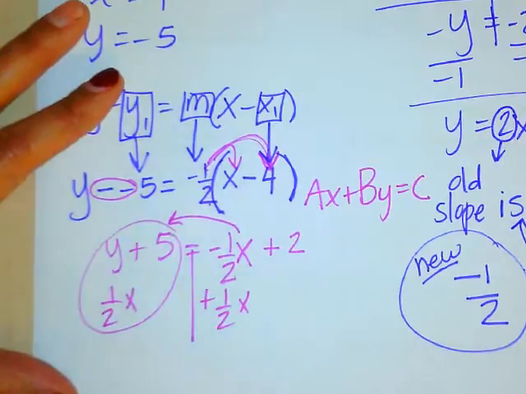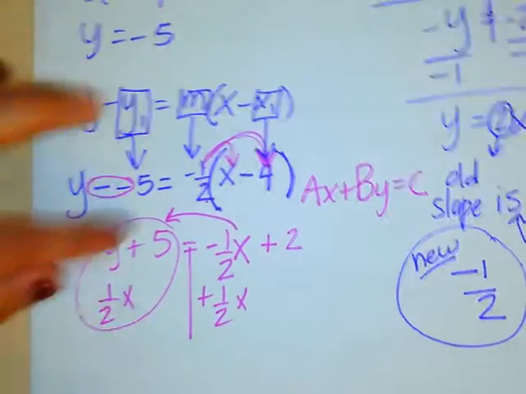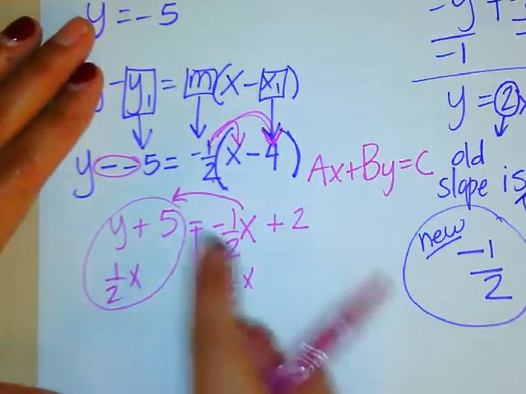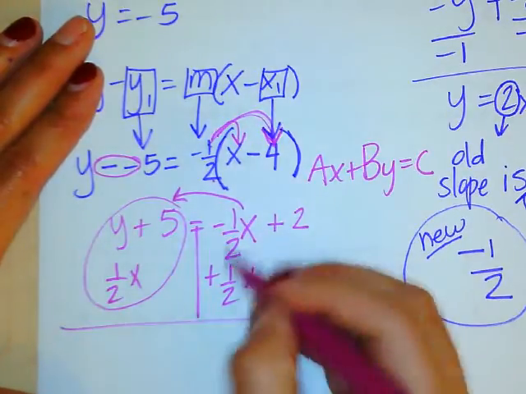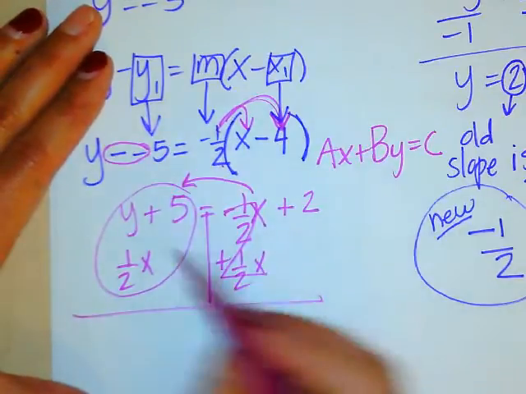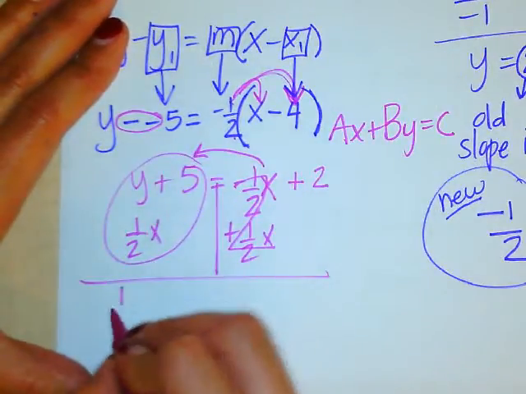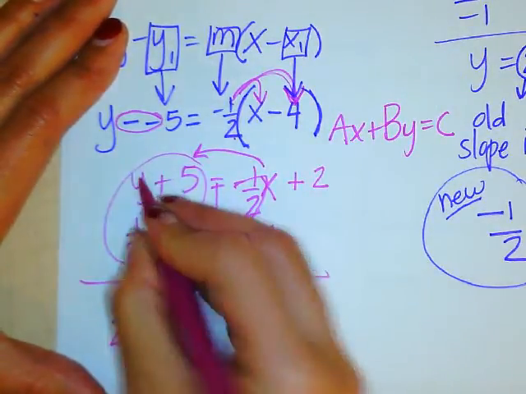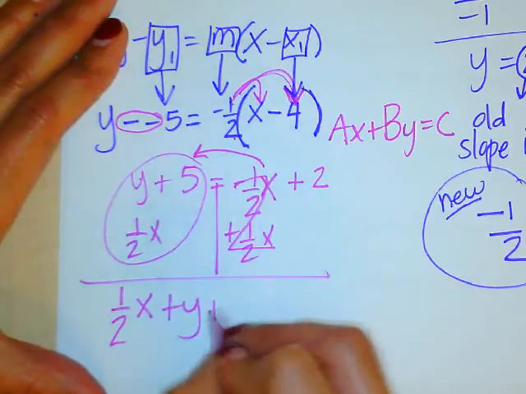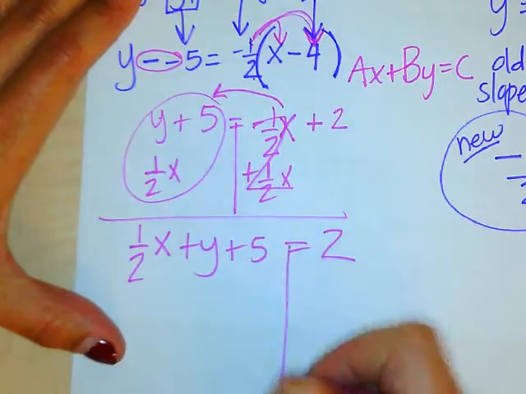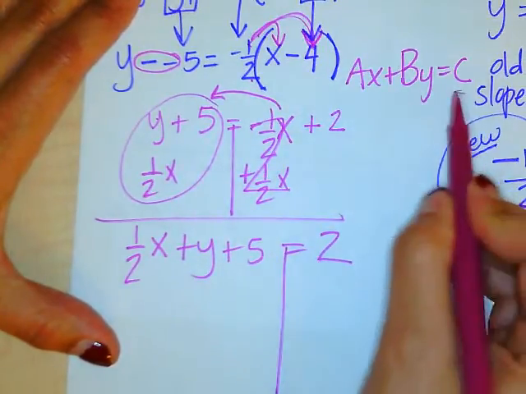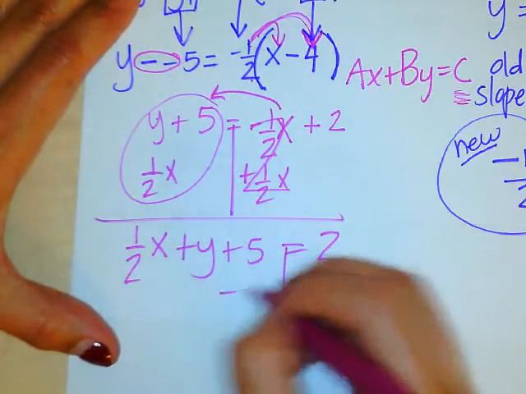And all of these 3 items are different, and they're being added together on this side because they're all positive, as you can see. This one got zeroed out. So I'm going to rewrite those 3 items so it looks more like standard form. So 1/2 x, and then plus the y, and then plus the 5, and the 2's on the other side. Now I'm going to move the 5 over because I need all the constants on the right-hand side.